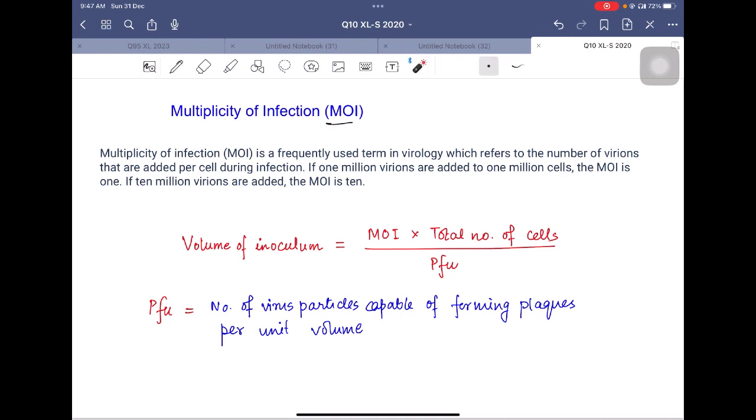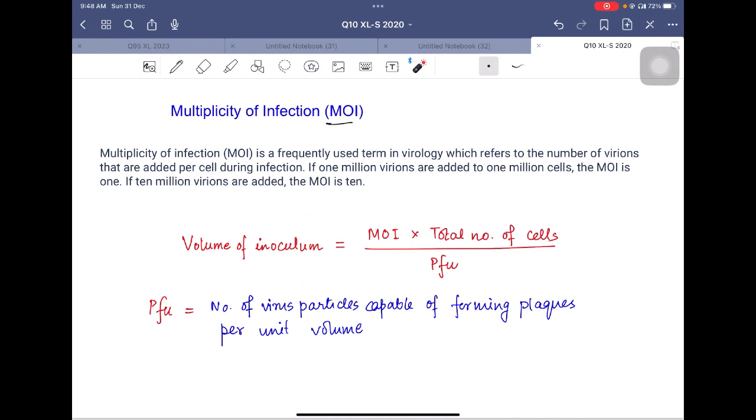So if we add 1 million virions to 1 million cells, the MOI will be 1, because for 1 million cells there are 1 million virus particles. Now, for 1 million cells, if we add 10 million virus particles, then the MOI will be 10, because the number of virus particles that we are adding per cell is 10 times. So that is MOI.